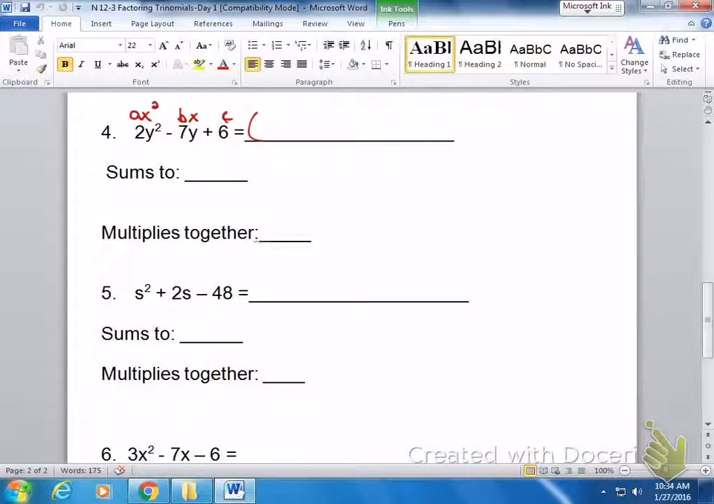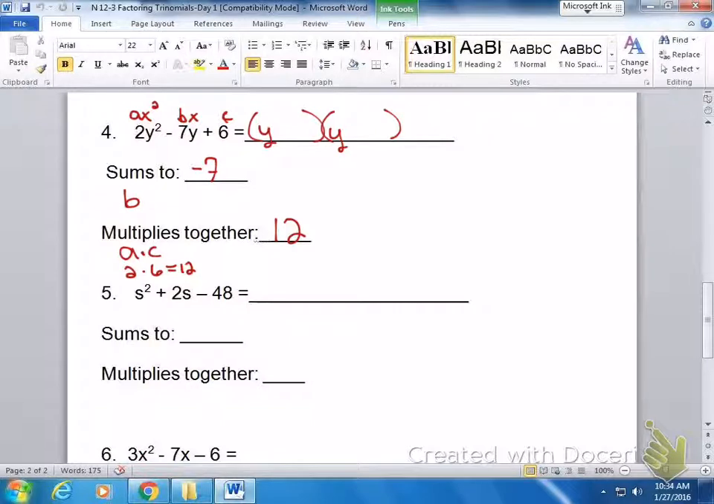So I need to open up my parentheses, and I'm going to have y and y. Those are my first two moves. Now it sums to whatever b is. Well, b is negative 7 this time. You have to take the sign with it. It has to multiply together, meaning a times c. I'm going to have to take 2 for a, 6 for c, and I get 12.